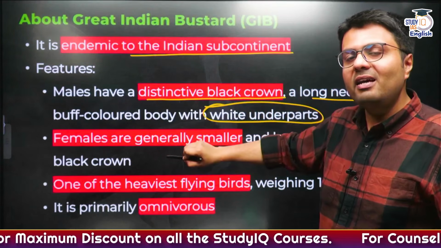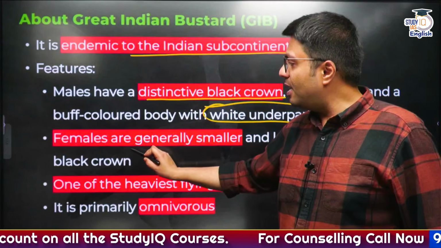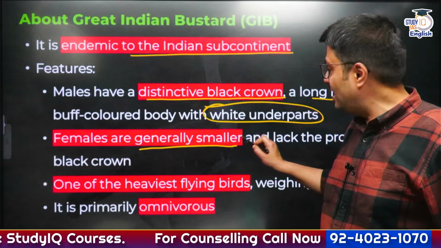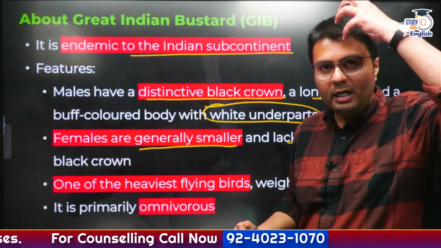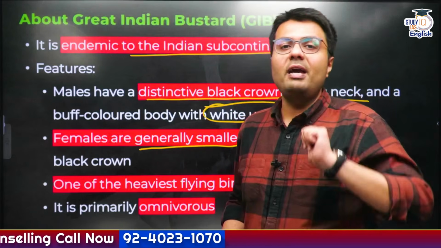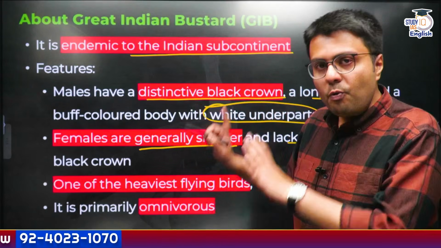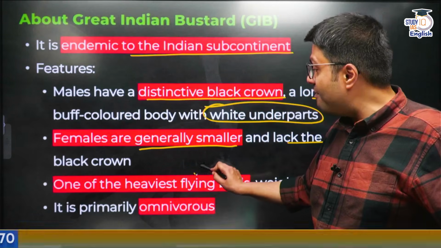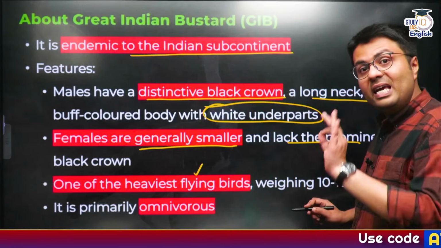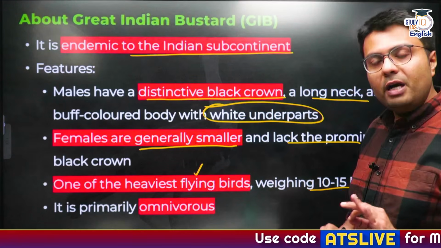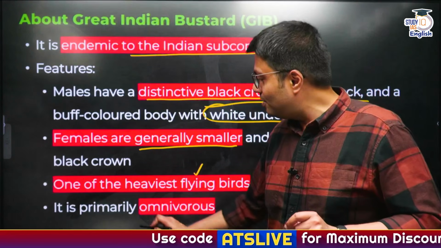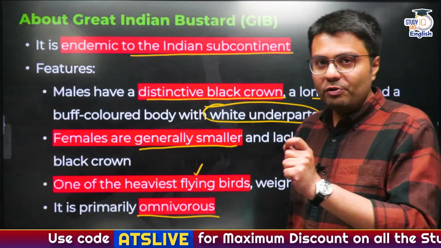How are males segregated from females? You need to understand females are generally smaller in size, as well as they lack the prominent black crown which the male GIB species actually have. Now what you need to understand, this is one of the heaviest flying birds in the world, weighing about 10 to 15 kilograms, and their dietary preferences are primarily omnivorous.